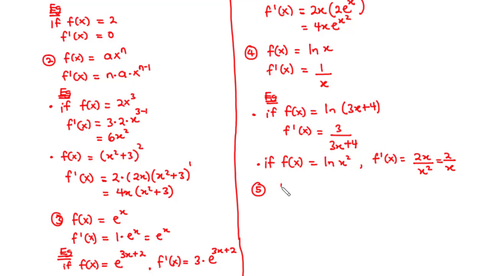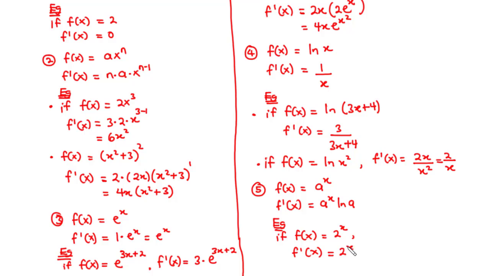5. If we have f of x equal to a to the power x, then f prime of x is equal to a to the power x times ln a. So a typical example is, if f of x is equal to 2 to the power x, then f prime of x is equal to 2 to the power x times ln 2.